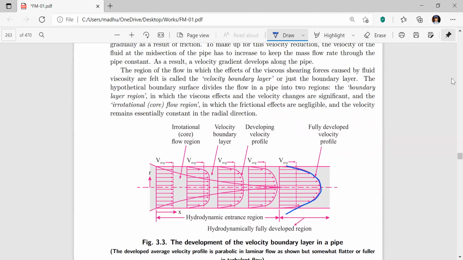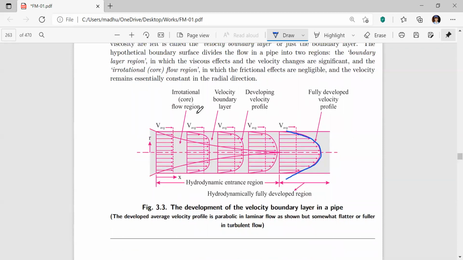In the region of flow where the effects of viscous forces are felt, the hypothetical boundary surface divides the flow in a pipe into two regions: the boundary layer region, in which the viscous effects and the velocity changes are significant, and the irrotational core flow region, in which the frictional effects are negligible and the velocity remains essentially constant in the radial direction.